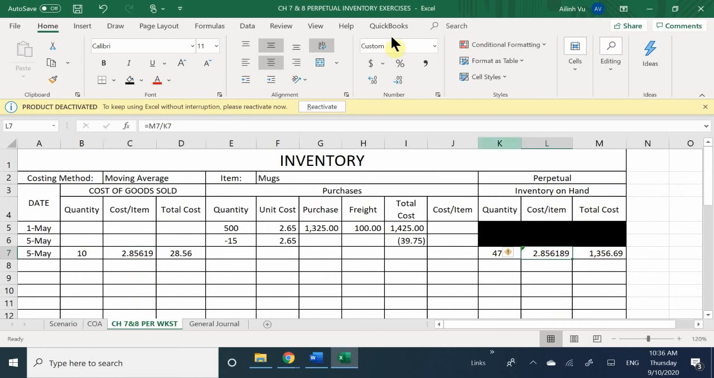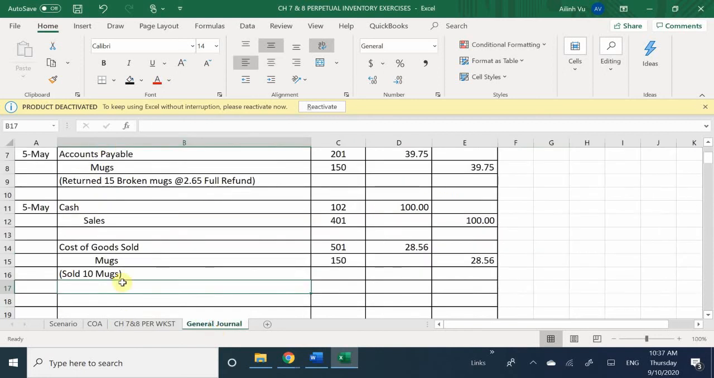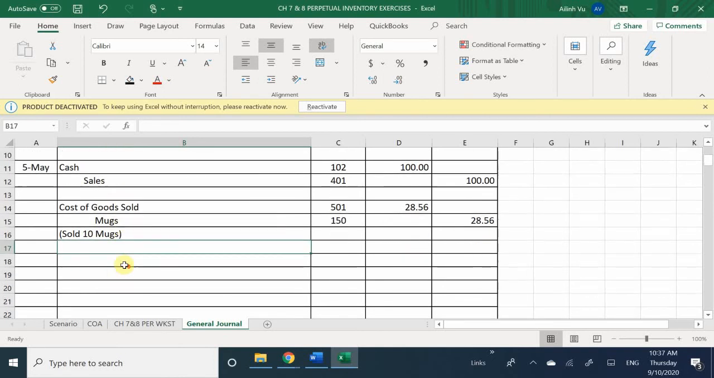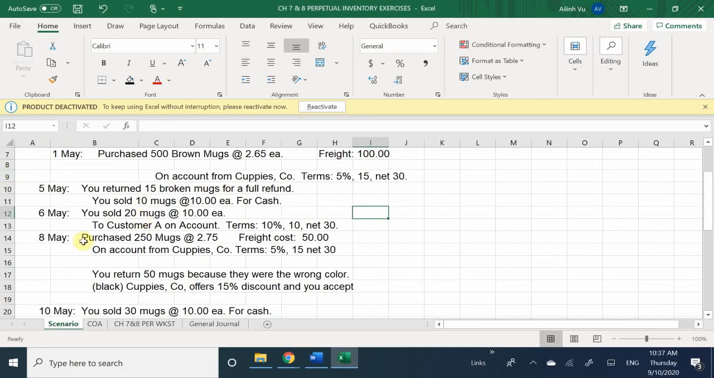Yes, it did. Perfect. Okay, so here we're done with our inventory because we've updated it, correct? And then here we're done with our journal because we've entered in all of our information and we've also completed our journal here, right? Any questions so far? Okay, let's go back to the scenarios. So what happened here on May 6th?